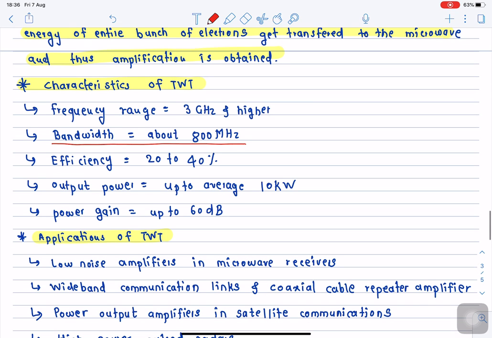And the typical output power exhibited by the amplification process will be up to tens of kilowatts, and essentially the power gain, and that's why these are very popular. The power gain of a traveling wave tube amplifier can be achieved up to 60 dB.